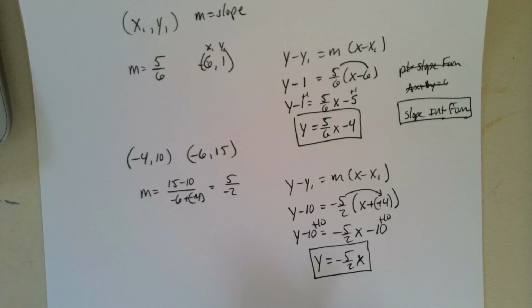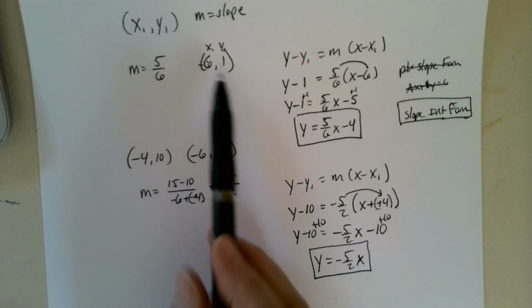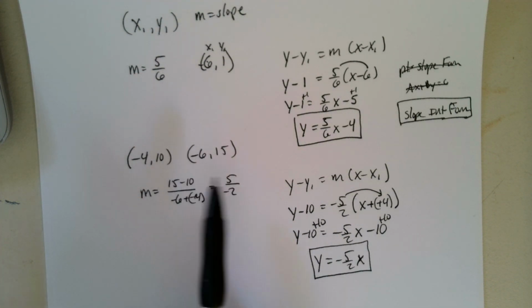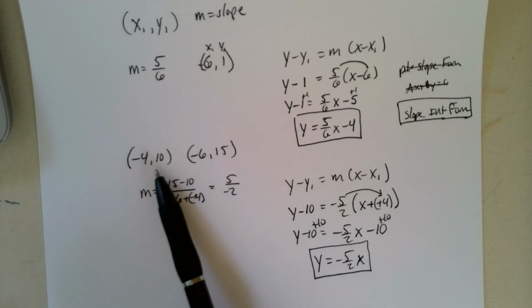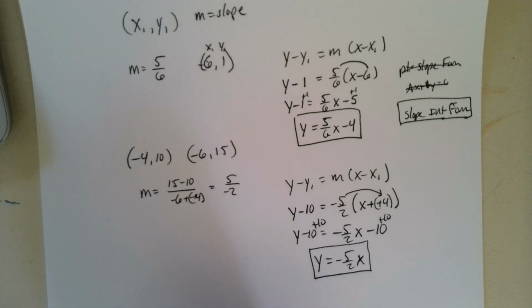Today it's just a review of writing equations. Sometimes they're going to give you the slope and a point. Sometimes they're going to give you 2 points. Sometimes they're going to give you a graph, and from that graph, you can get the points and the slope.